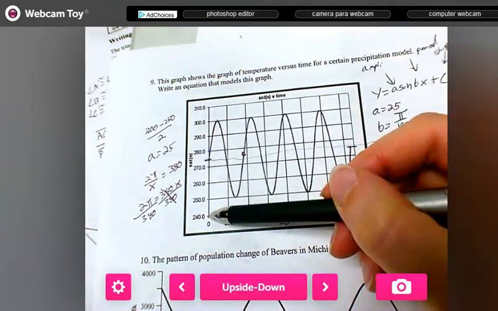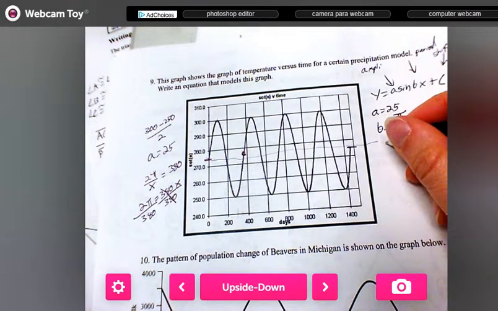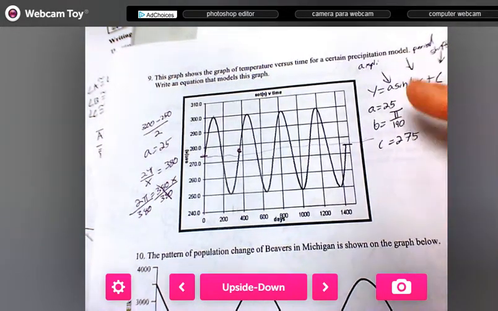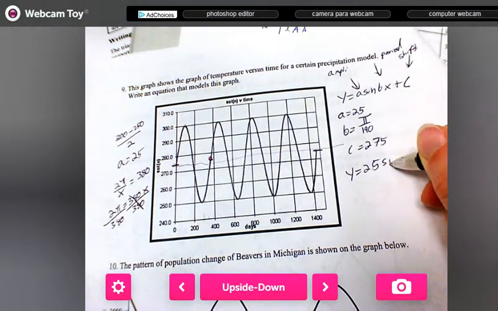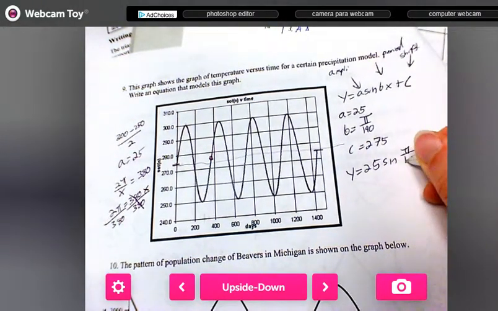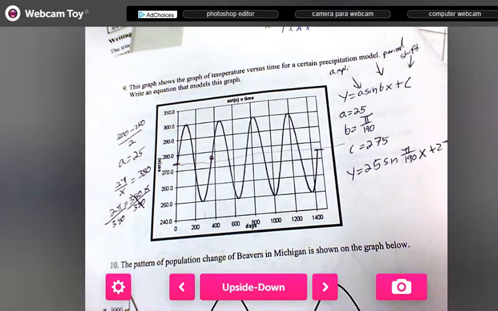Okay, vertical shift, how much did I move up? That looks like 275 to me. And so I can put everything now into the equation. Y equals 25 sine pi over 190, make sure you put the x there, plus 275.